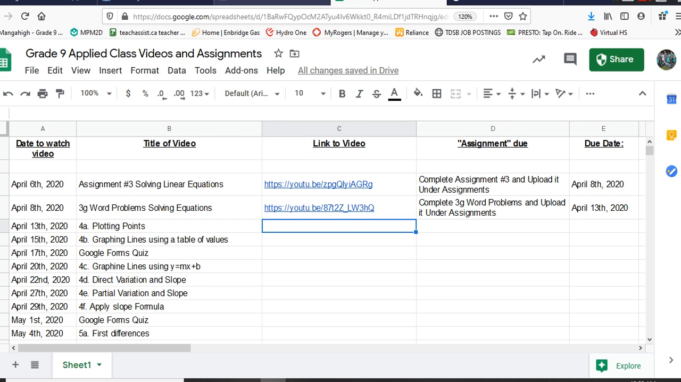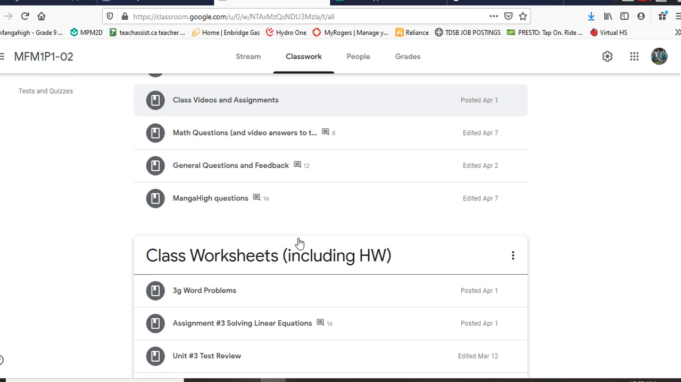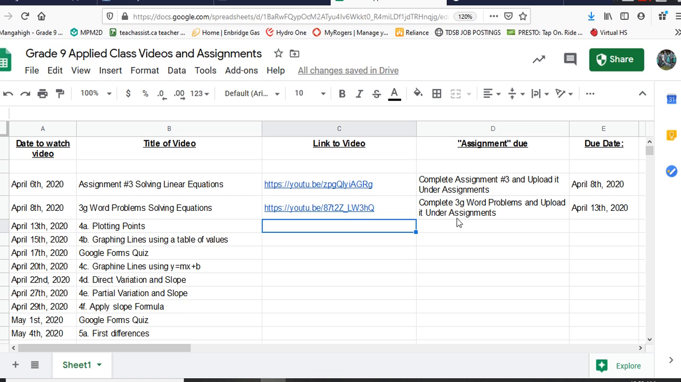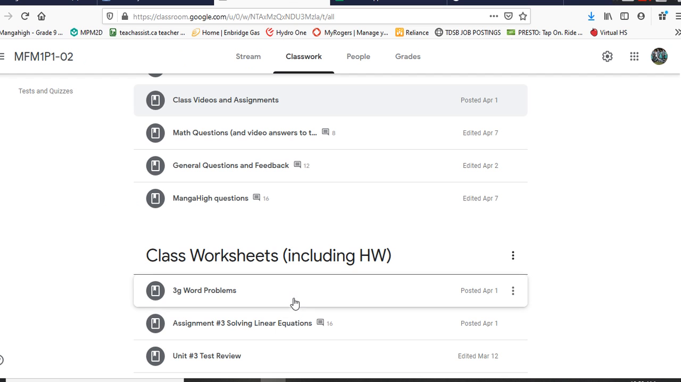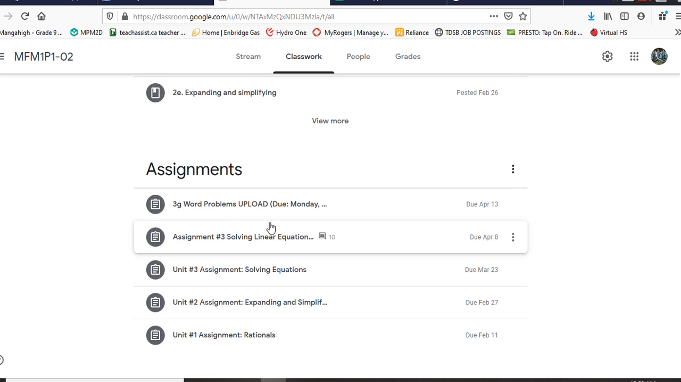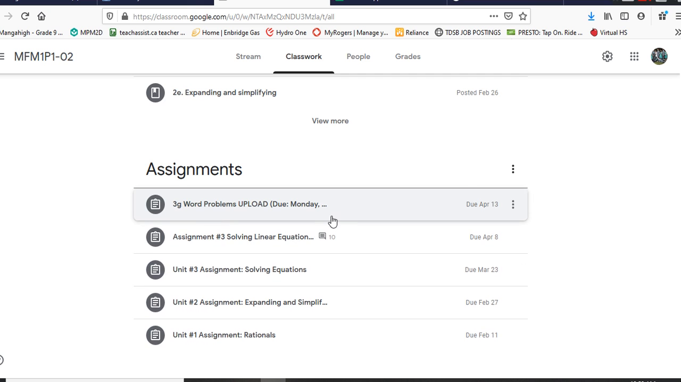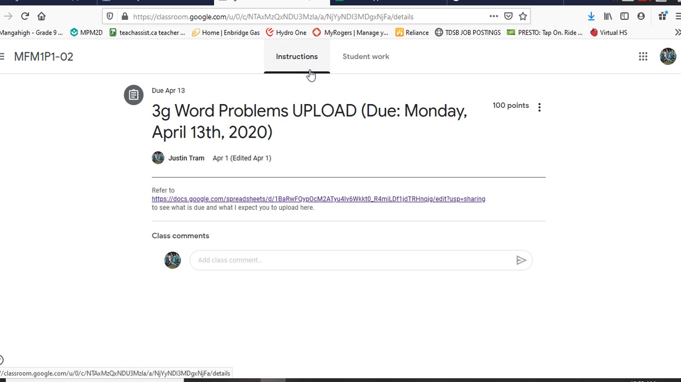Okay, so then you go back here, go to class worksheets. So let's say the worksheet says, I don't know, 3G word problems, which was last week. 3G word problems, download it, finish it, and then under assignments, where it says assignments, click that. This is where you upload it. Alright, perfect. And also, beside each assignment, it will also tell you the due date as well. So you due Monday, April 13th. Awesome.